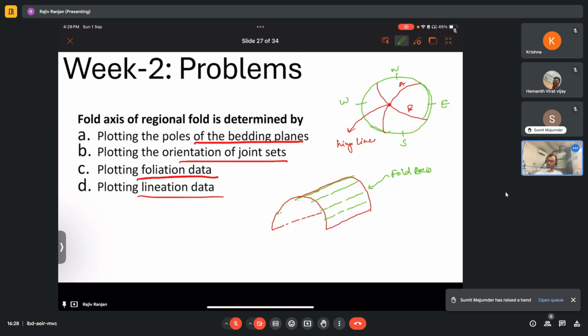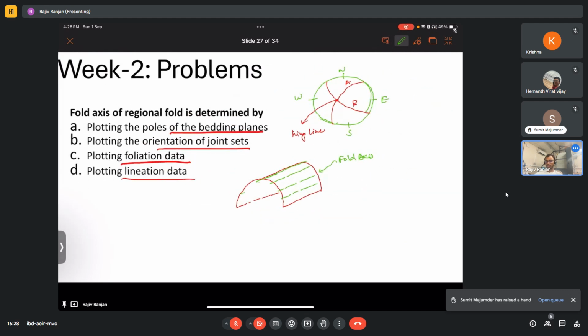So now can you think what the answer would be? Why do we have to see it as a regional fold? A regional fold follows lineation data. While plotting lineation data, we will not get this fold axis. Plotting foliation data depends on what sort of foliation data you have.